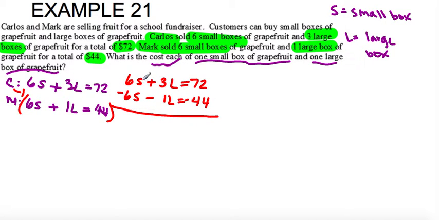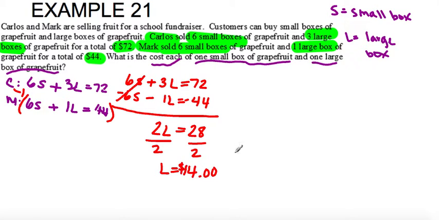So I have 6S minus 6S, which gets canceled out. 3L minus 1L is 2L. And then 72 minus 44 is 28. Let's get L by itself, so divide by 2. L equals $14 for 1 large box of grapefruit.